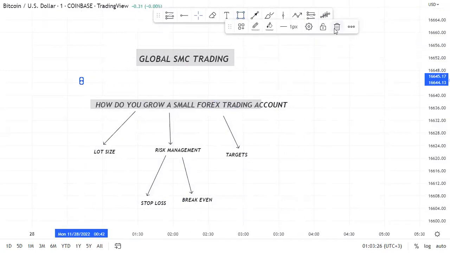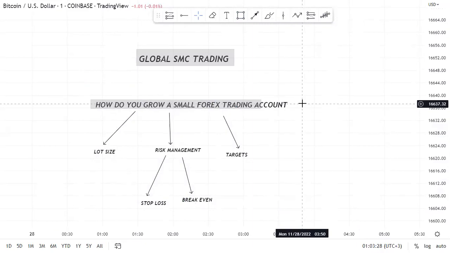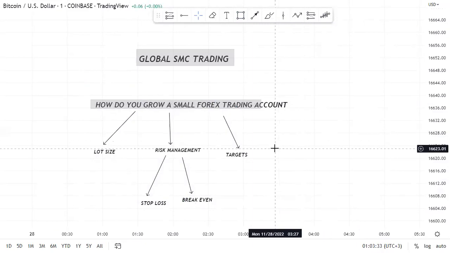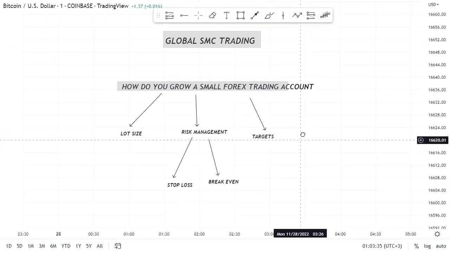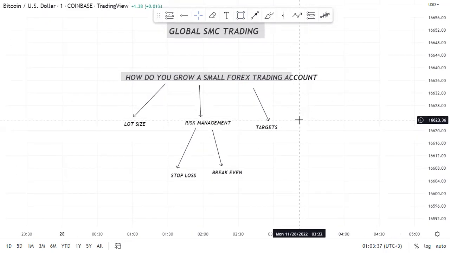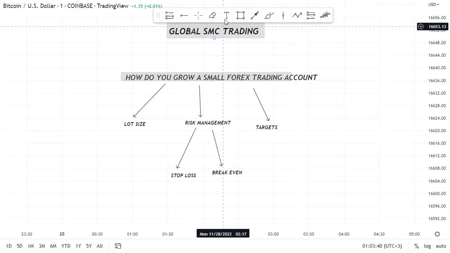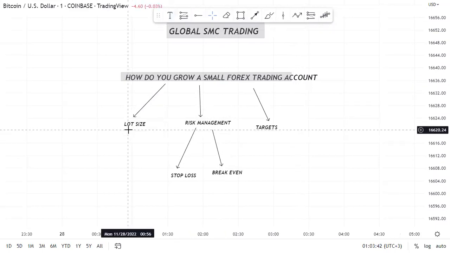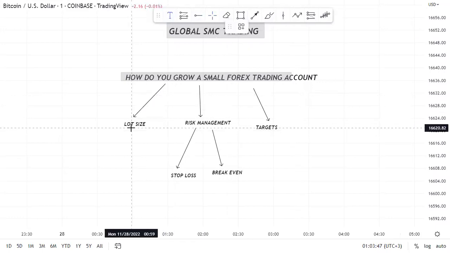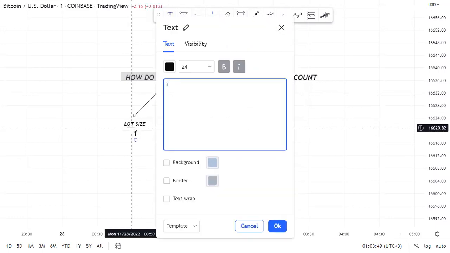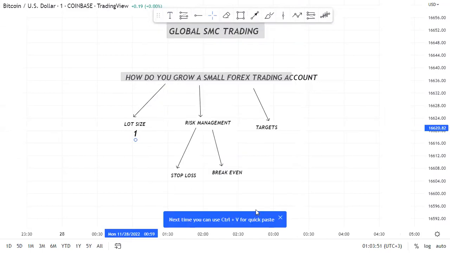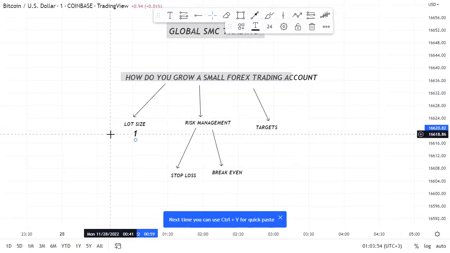If you know this system, you go and try it and test it. If it works for you, then you start to implement. For you to be able to grow your account, there's something that we call number one. This one is our number one. We're going to be explaining everything step by step. This is what we call a lot size, the one that I've highlighted, number one here.